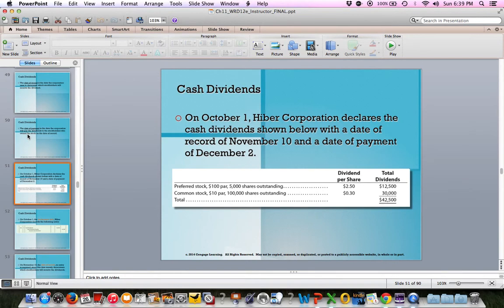So here's an example to follow up. On October 1, Hibbert Corporation declares the cash dividends shown below. The date of record is November 10th, and the date of payment is December 2nd. Basically, if you own a preferred share, you receive $2.50. If you own a common share, you receive 30 cents. So an entry has to happen on October 1 to declare the dividend. On November 10th, whoever owns the stock receives payment, but there is no entry. On December 2nd, we will record the payment.